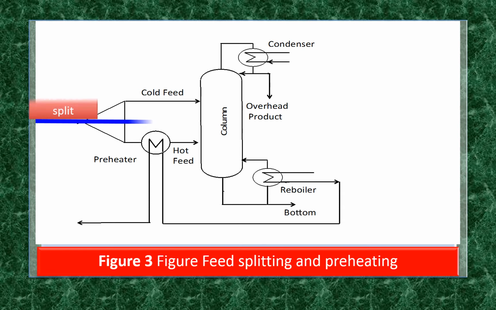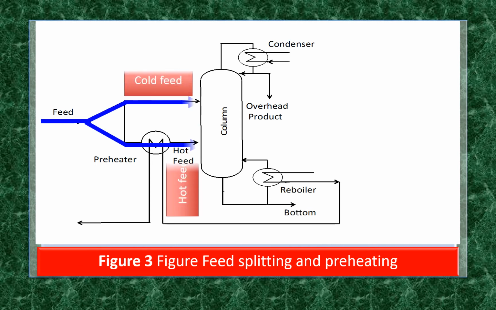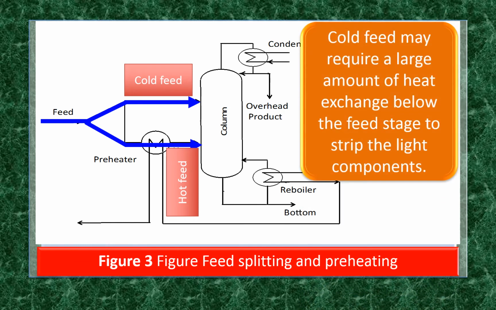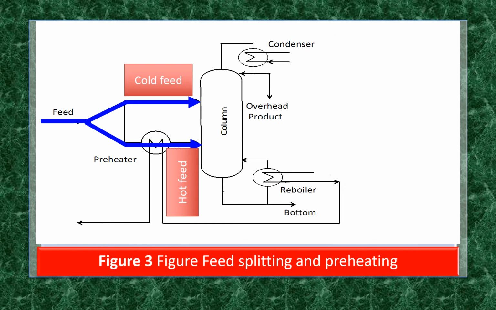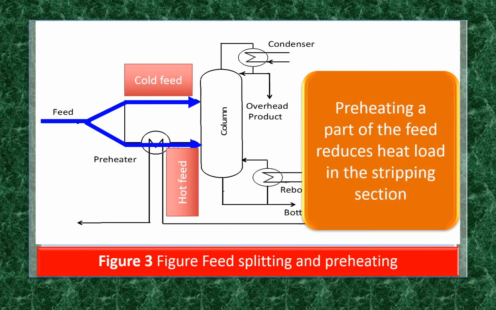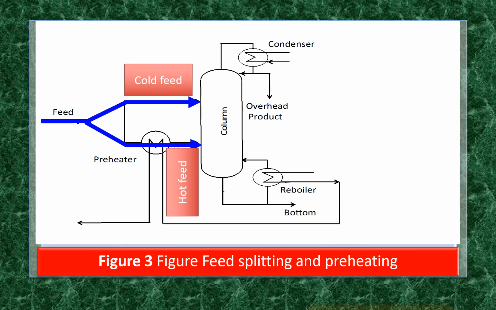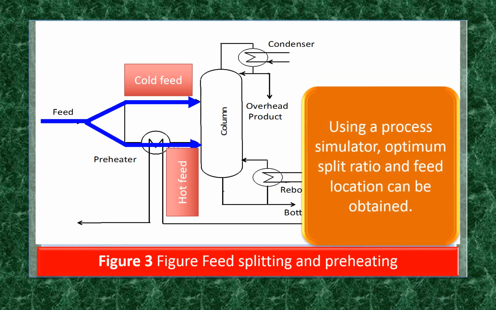This figure illustrates how preheating or cooling is done in the column. Part of the cold feed is preheated and admitted to the tower a few trays below the original feed tray, which receives feed without preheating. Cold feed may require a large amount of heat exchange below the feed stage to strip the light components. Preheating part of the feed reduces the heat load in the stripping section. Using a process simulator, optimum split ratio and feed location can be obtained.